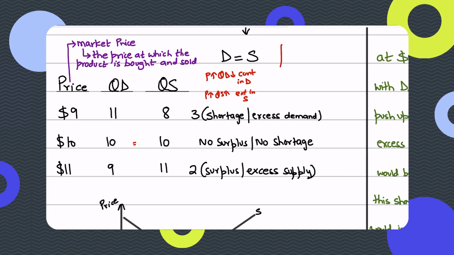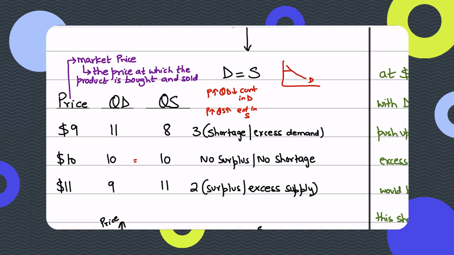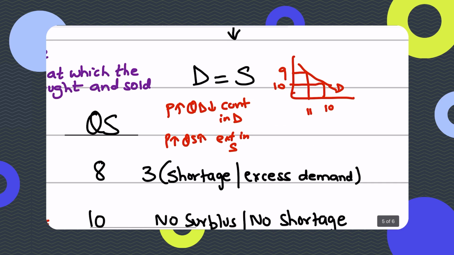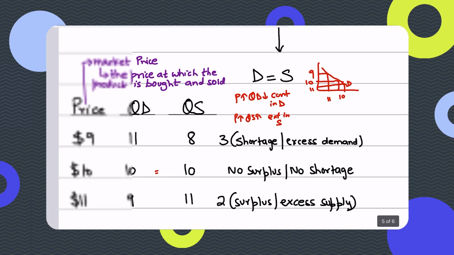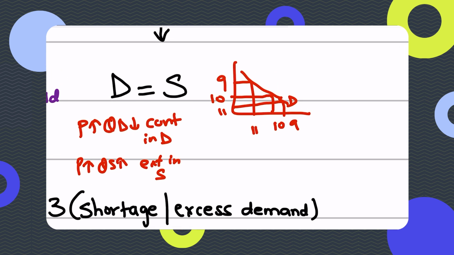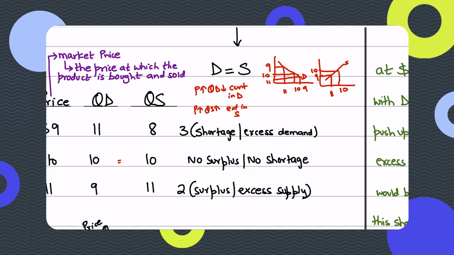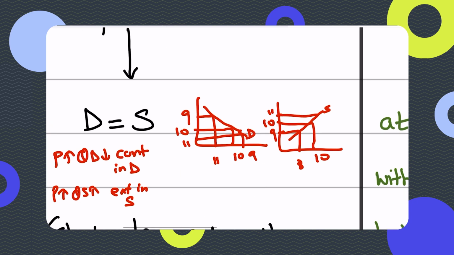Technically, what I want you to understand is this: this is a demand curve. At a price of $9 the quantity demanded is 11, at a price of $10 the quantity demanded is 10, and at a price of $11 the quantity demanded is, let's say, 9, right? But the supply curve is upward sloping: at a price of $9 the supply is, let's say, 8, at a price of $10 the supply is 10, and at a price of $11 the supply is 11.